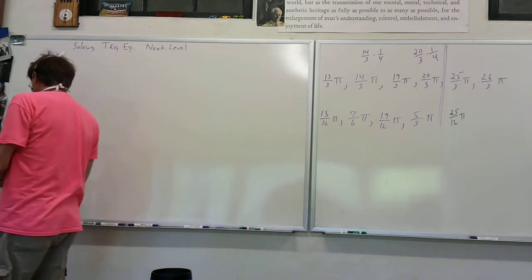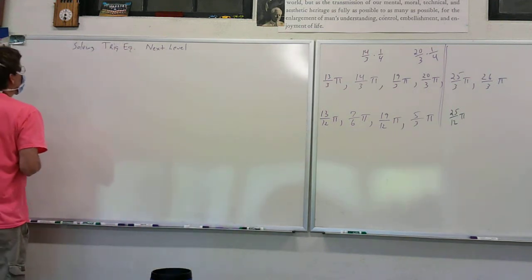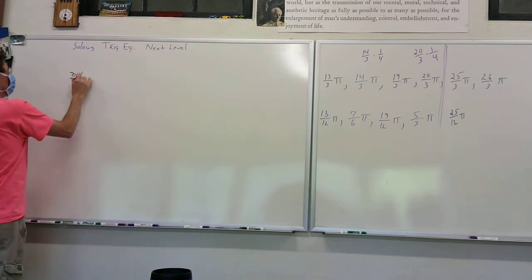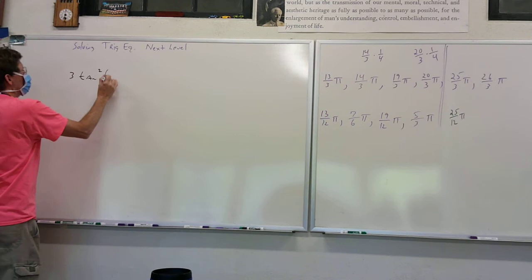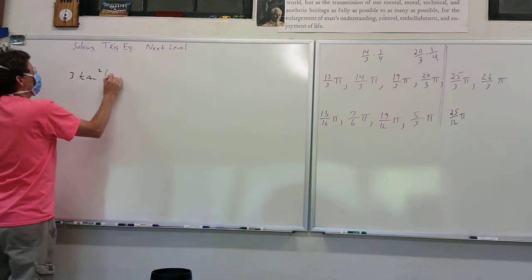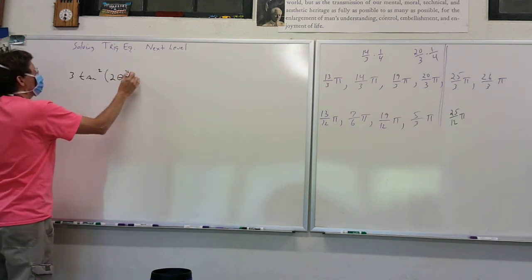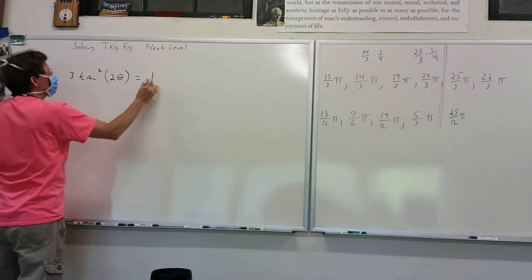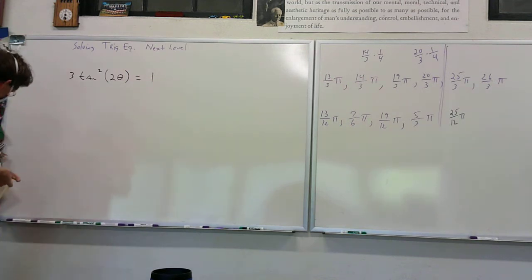I should have erased that because I might have had another question, but here you go. I have tangent squared... Let's see, I have 3 tangent squared 2 theta equals 1. All right.